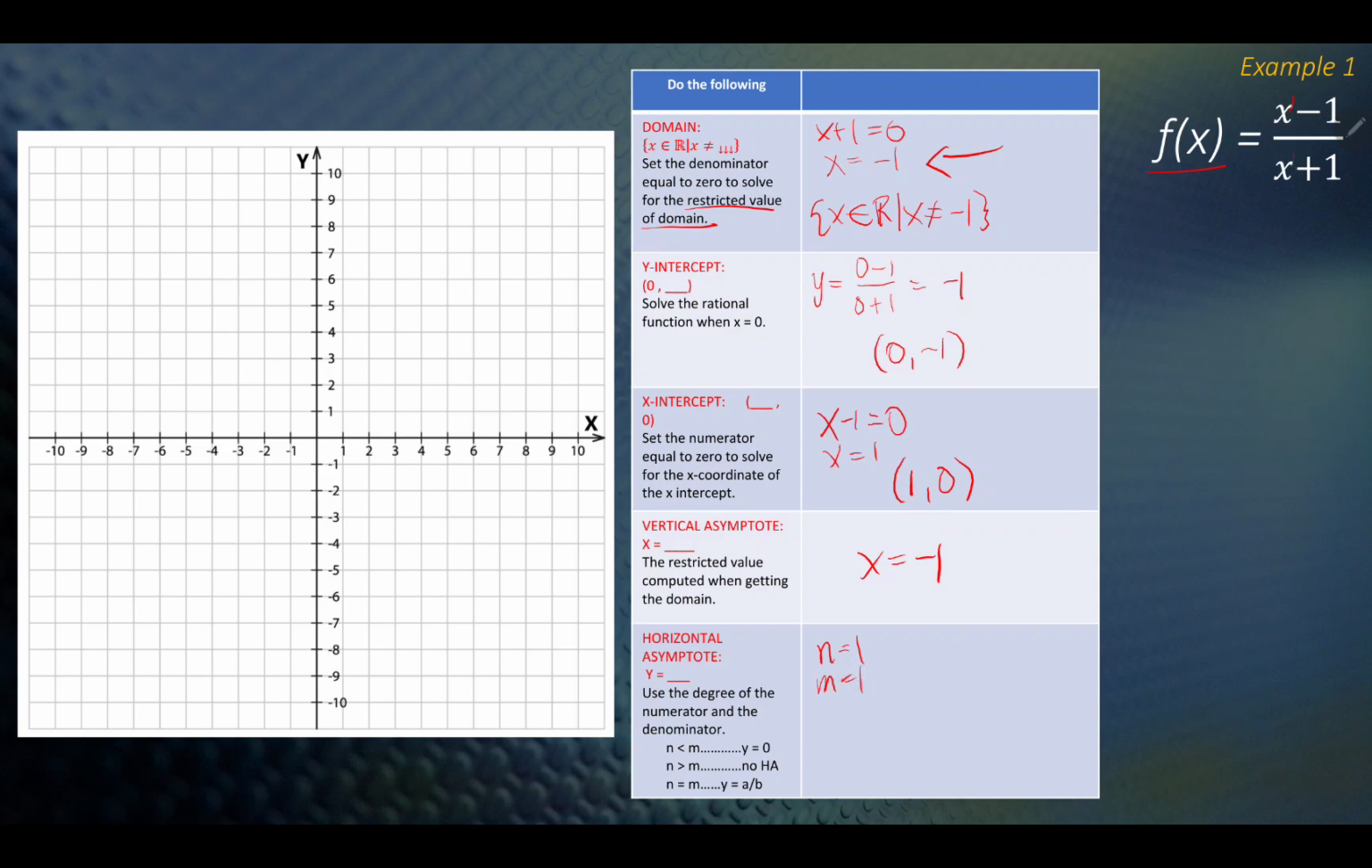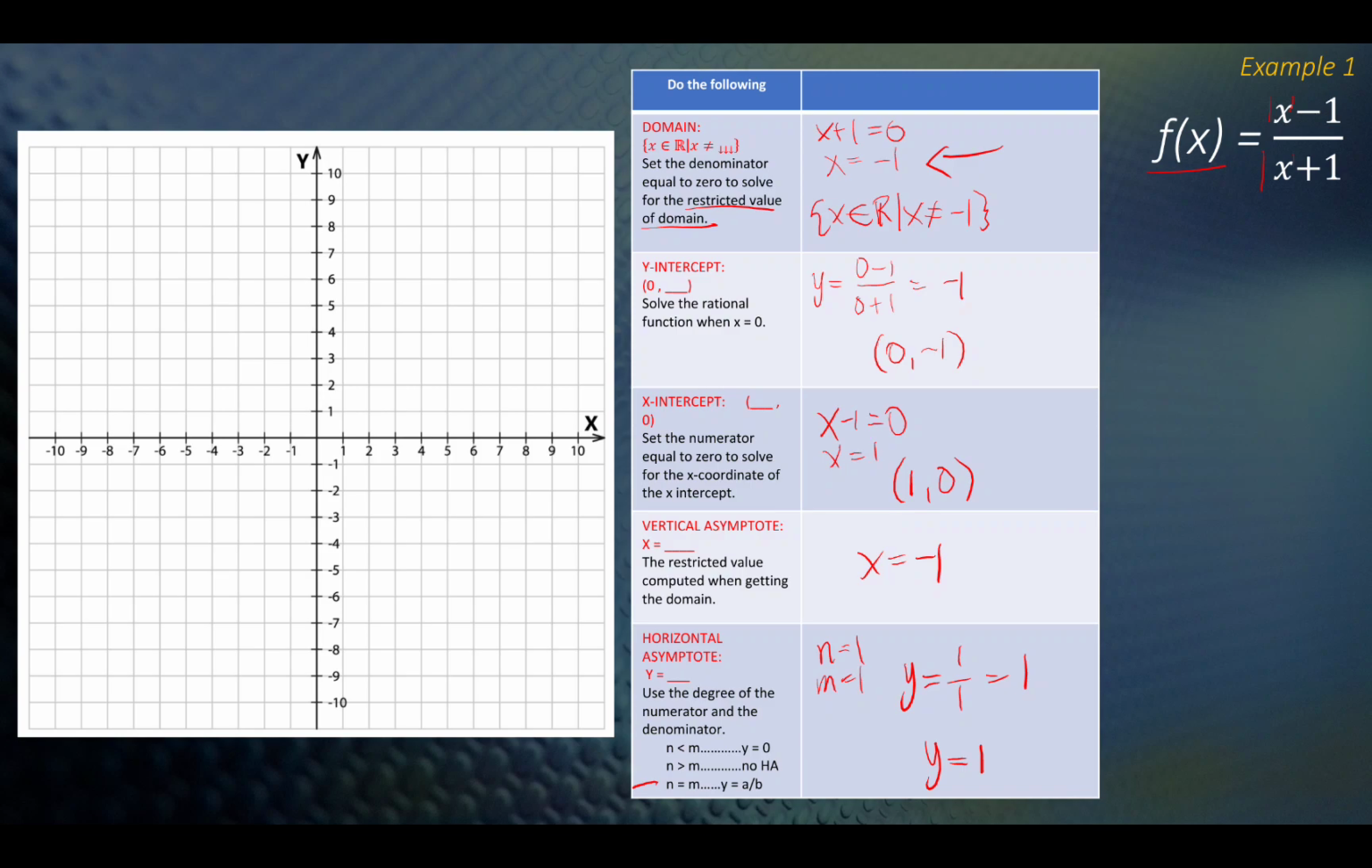You observe that it's equal. No? So we will follow the third rule. When the numerator is equal to the denominator in terms of degree, we have to solve for y equals a over b. When you say a over b, these are the numerical coefficients from the degree or the leading term. 1 over 1, so this is equal to 1. So we have y equals 1. So these are our computed properties of the rational function f of x equals x minus 1 over x plus 1.